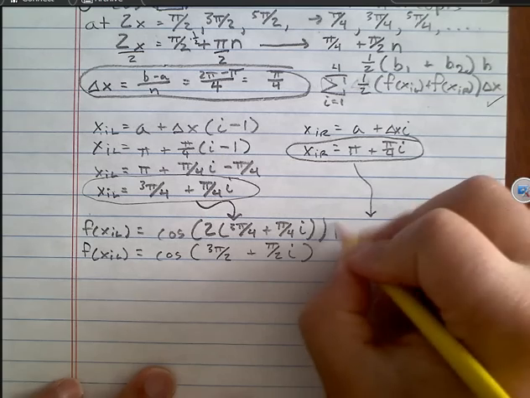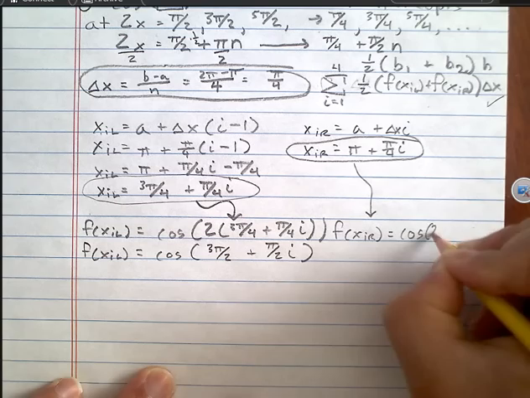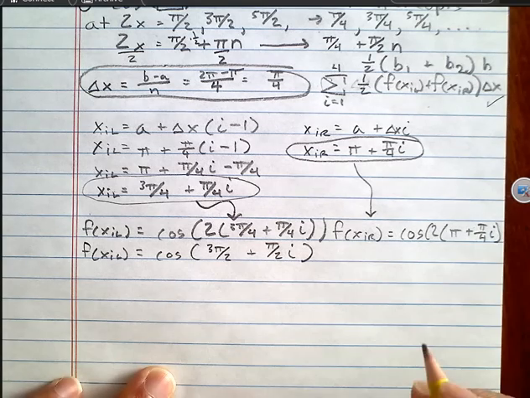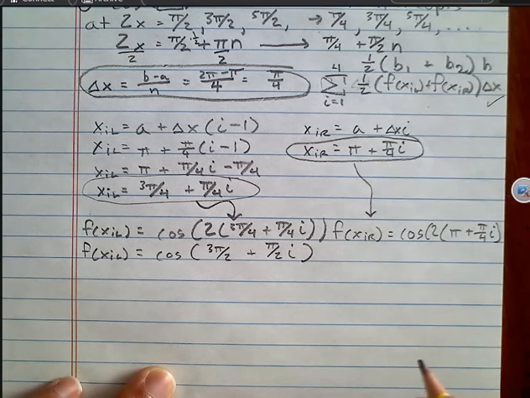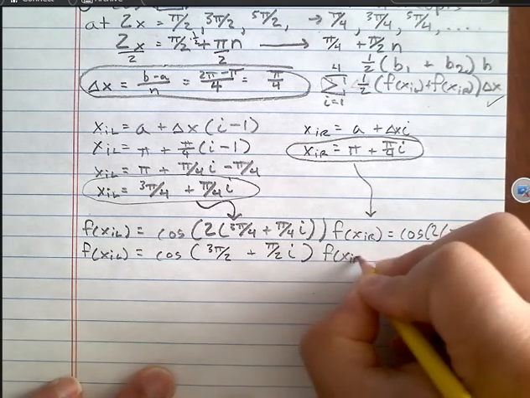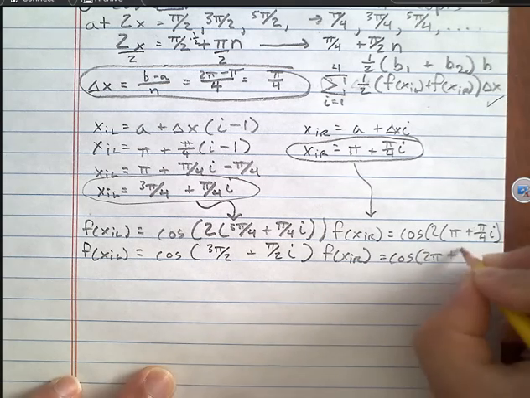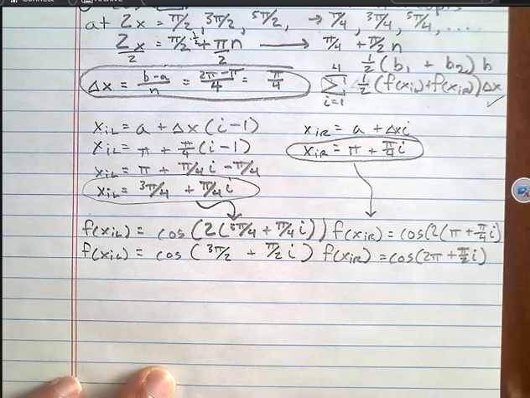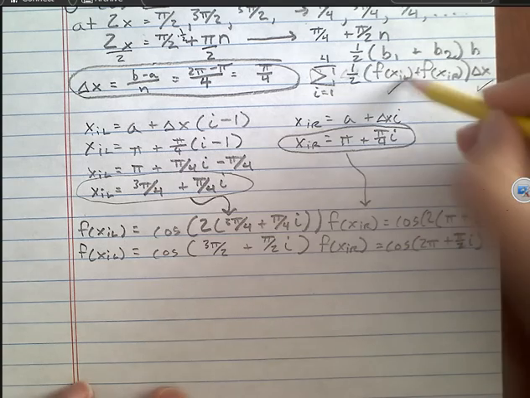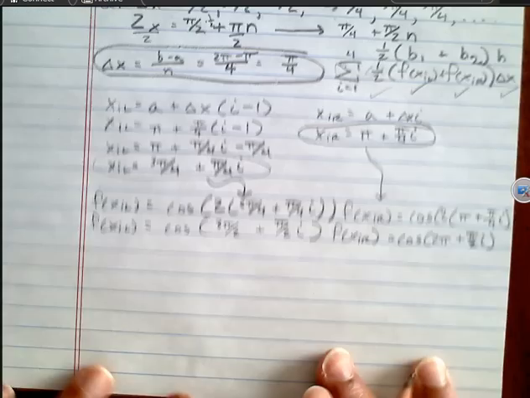So here, f of x of i R is cosine of 2 times all that, pi plus pi over 4 i. Alright, so f of x of i R is going to equal cosine of 2 pi plus pi over 2 i. Okay? Alright, so we've got our f of x of i L, check, f of x of i R, check, and the one-half doesn't change. So now we're ready to do our summation.